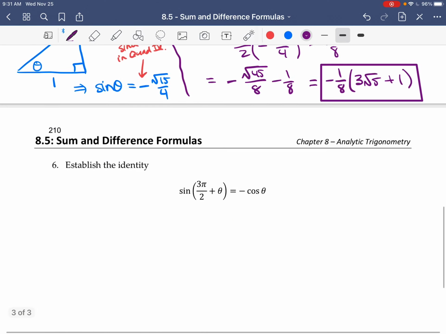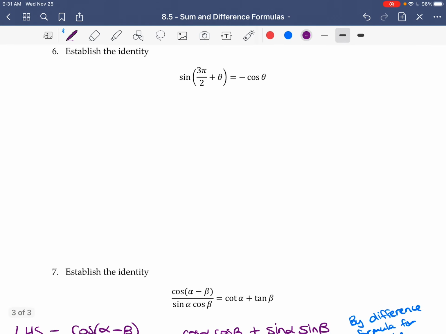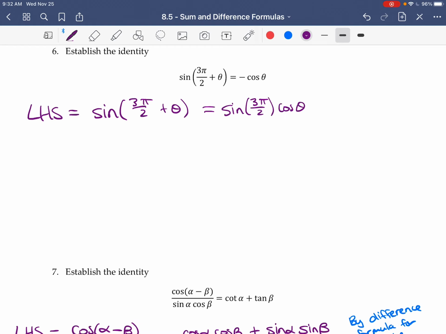Okay, one last example here. So we want to establish this identity. Again, I'm going to choose the left-hand side to start with, since there's not much to do on the right-hand side. So the left-hand side is sine of 3 pi by 2 plus theta. Using the sine formula for the addition, this is going to be sine 3 pi by 2 times cos theta plus sine theta cos 3 pi by 2.